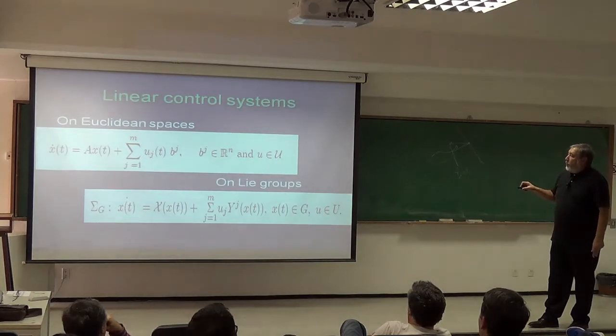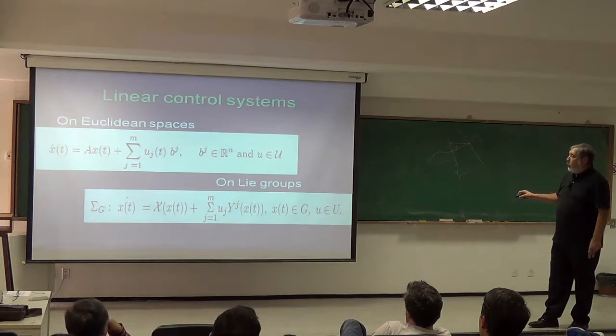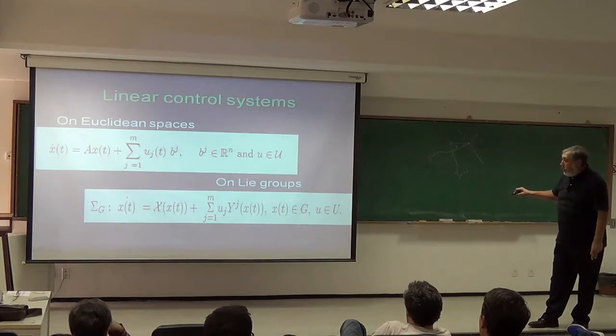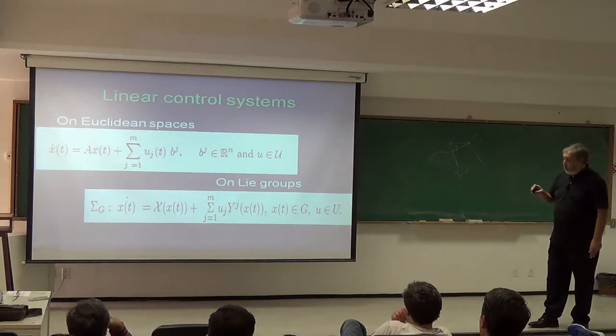Okay. So we go from linear on Rn to linear on a Lie group, which means X is linear, where we ask for the flow to be a one-parameter group of automorphisms. And here you take just invariant, of course.